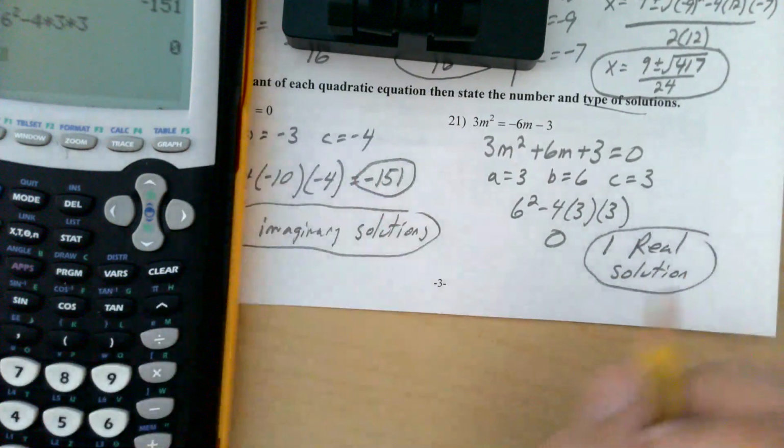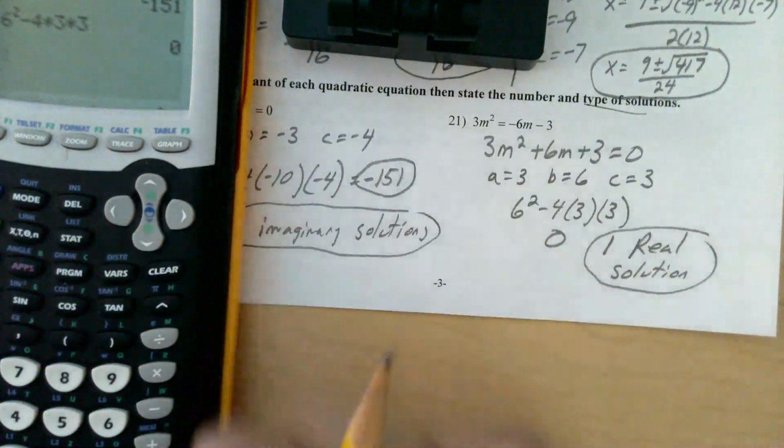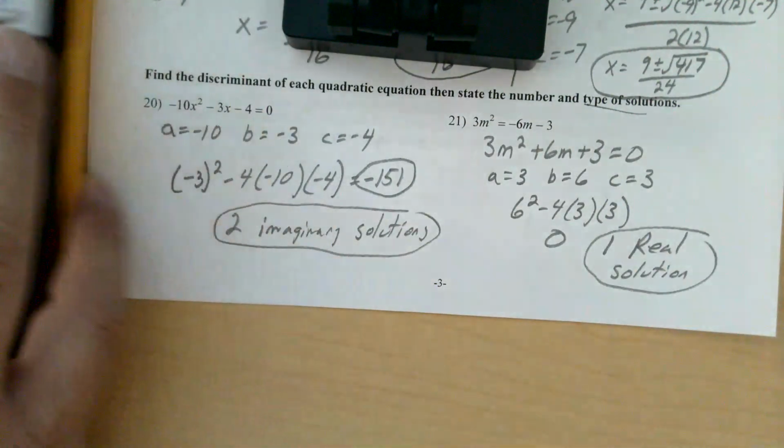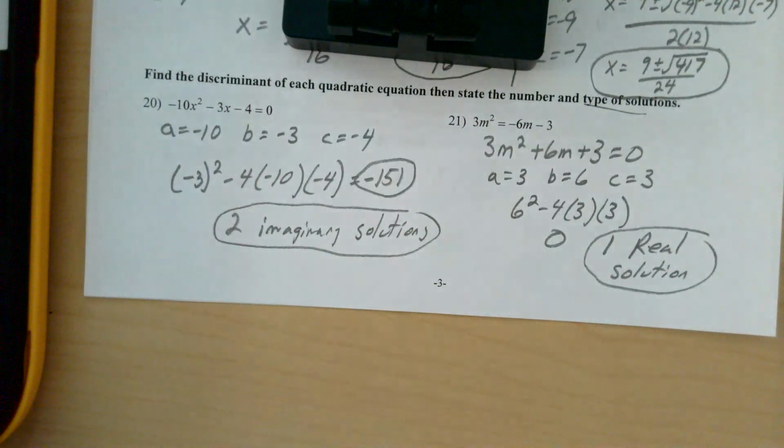Okay, plus or minus the square root of 0 is 0. So you would basically have the opposite of b over 2a as your solution. Whatever that number would be, your only answer to that equation. Okay, so that's the discriminant.